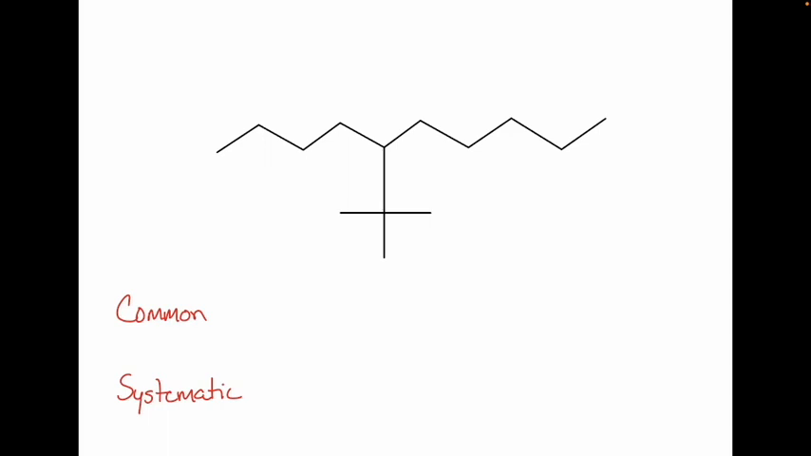All right, so I got to start out the same way. I'm going to find my longest continuous set of carbons, 3, 4, 5, 6, 7, 8, 9, 10. So my parent chain here will be a decane. I'm going to number 1 through 10. Go the other way, 1 through 10. So I'm going to pick my blue numbering scheme, right? I want my substituent on the lowest number.